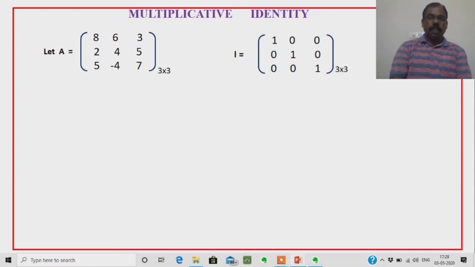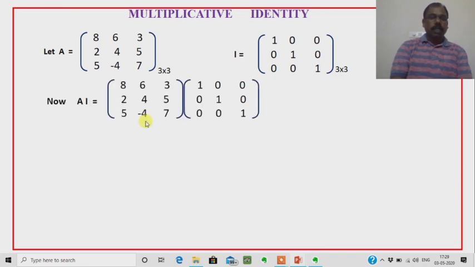Existence of multiplicative identity. Let A be equal to matrix 8, 6, 3, 2, 4, 5, 5, minus 4, 7, which is of order 3 by 3. We consider the identity matrix of the same order: 1, 0, 0, 0, 1, 0, 0, 0, 1.